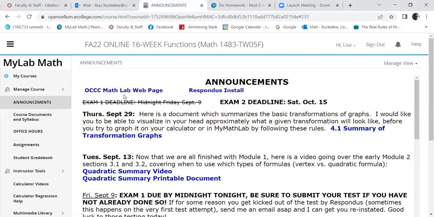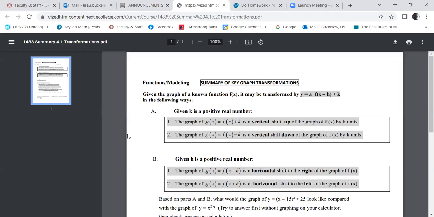In the opening screen, the homepage for my math lab, I have posted this sheet that's a summary of the transformation graphs, and I also emailed it out to everybody as an attachment, so hopefully you can look at that. But if you look at this, I'm hoping it shows up.